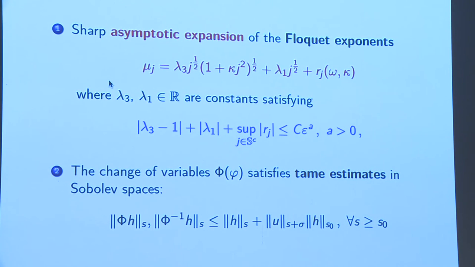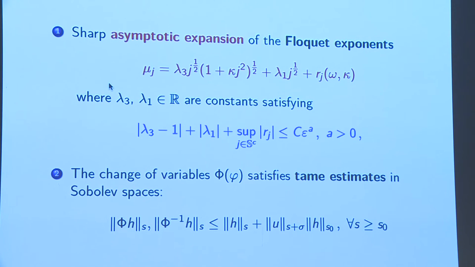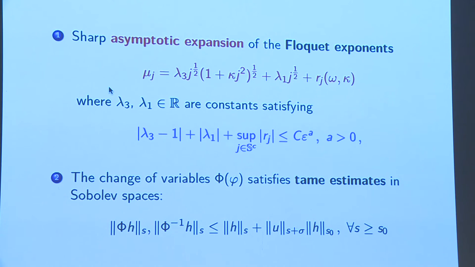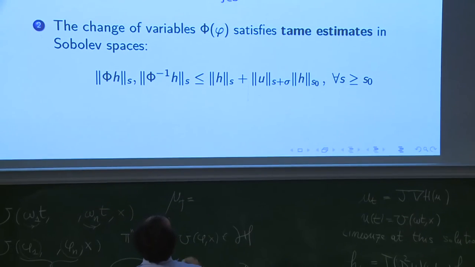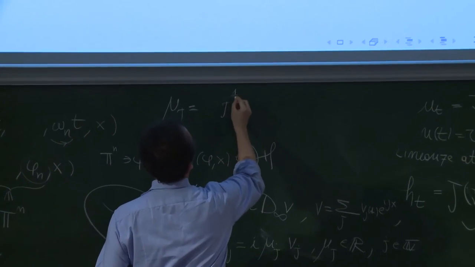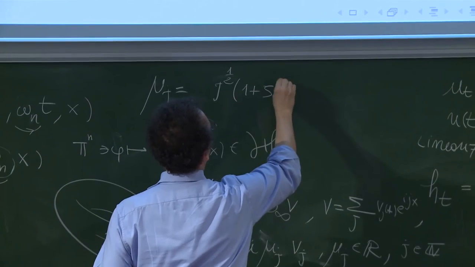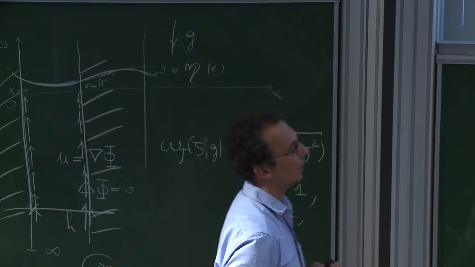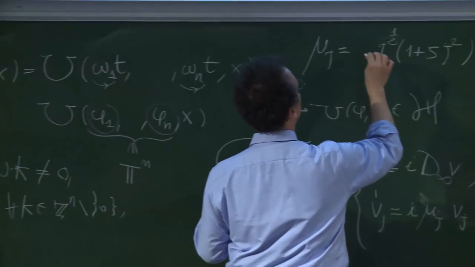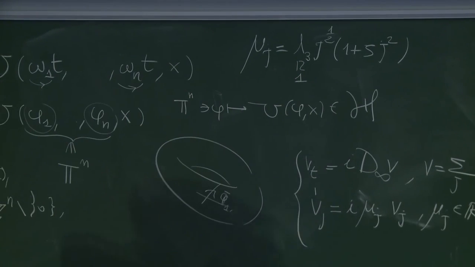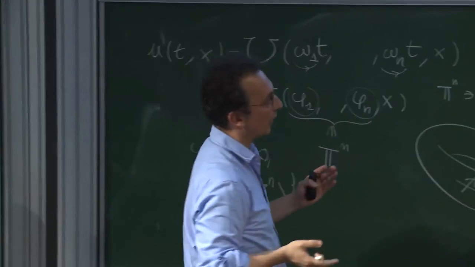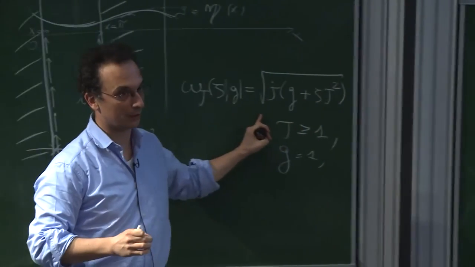These eigenvalues have the following form. They have the form mu j, which are the unperturbed frequencies, where I put g equal to 1, so exactly the ones with gravity equal to 1, which have to be corrected. They're corrected by a constant which is close to 1, and when the solution tends to 0, these constants will tend to 1. It's correct. These frequencies must converge to the linear frequencies of oscillations.